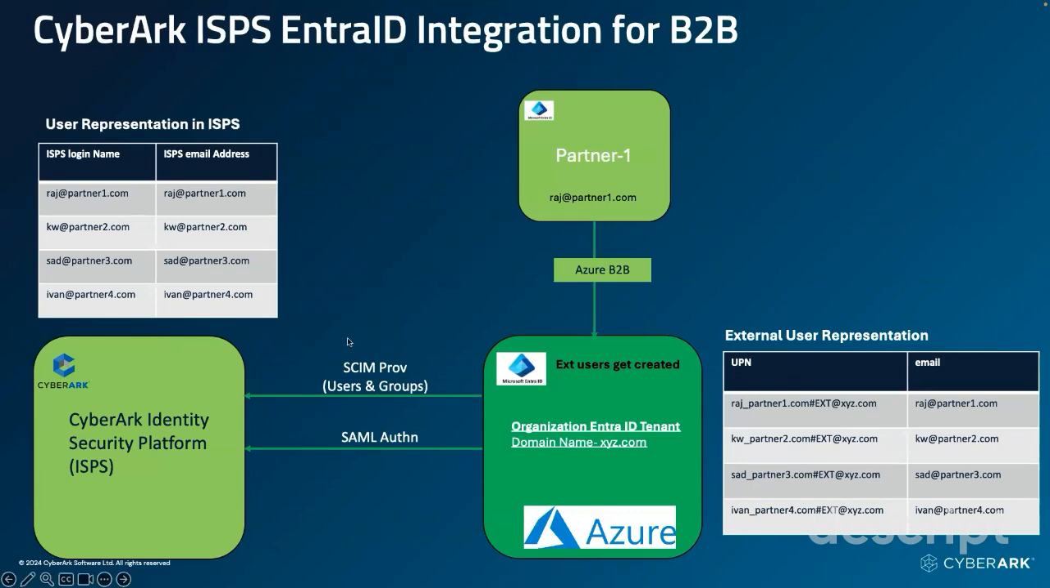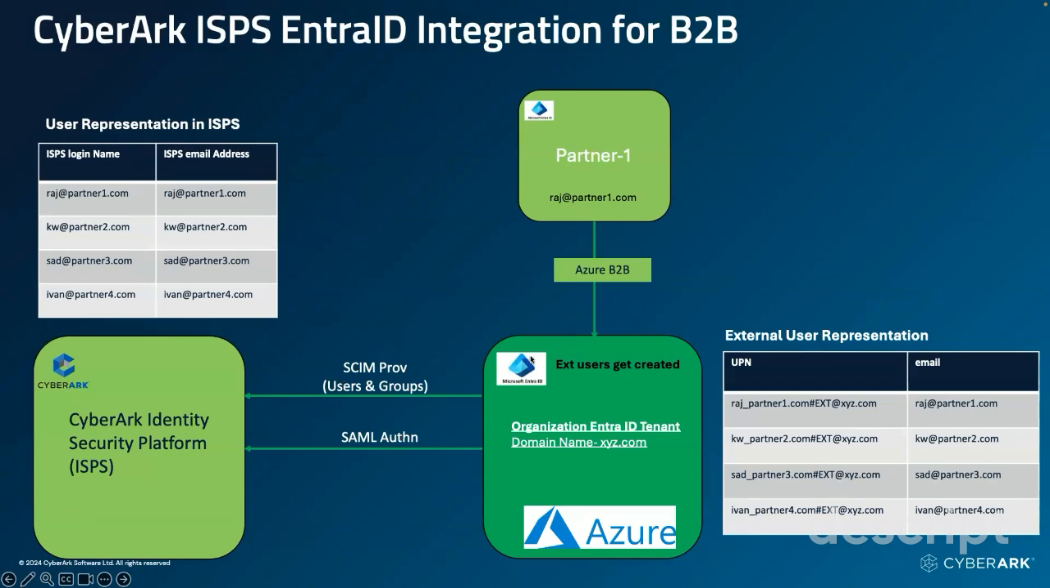The first thing is you can leverage SCIM provisioning. You can provision your users and the groups from Entra ID to the CyberArk identity security platform. This is the first thing. The second thing is, in terms of authentication, you can leverage SAML-based authentication, or some people call it federation. So you can leverage both of these approaches.